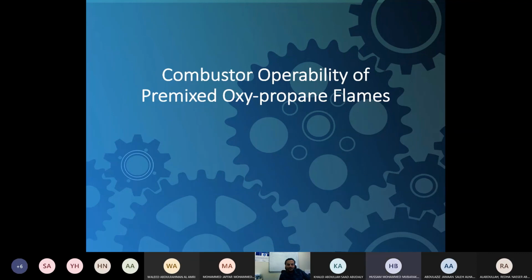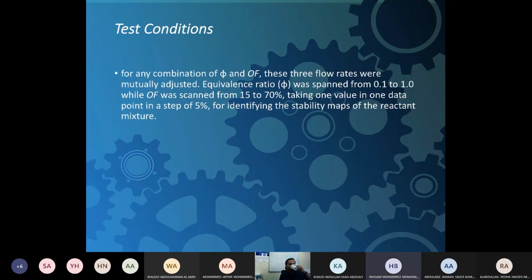Assalamu alaikum. My name is Osama. We'll talk about the combustor operability of the premixed oxy-propane flames. This is the test condition. Go to the next slide. Next slide, please.